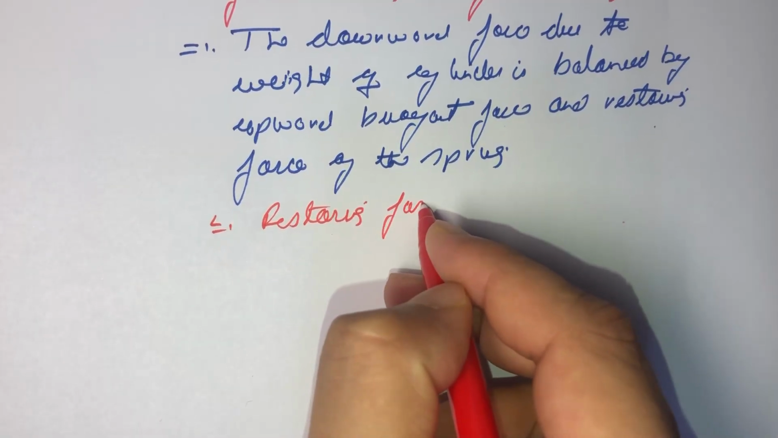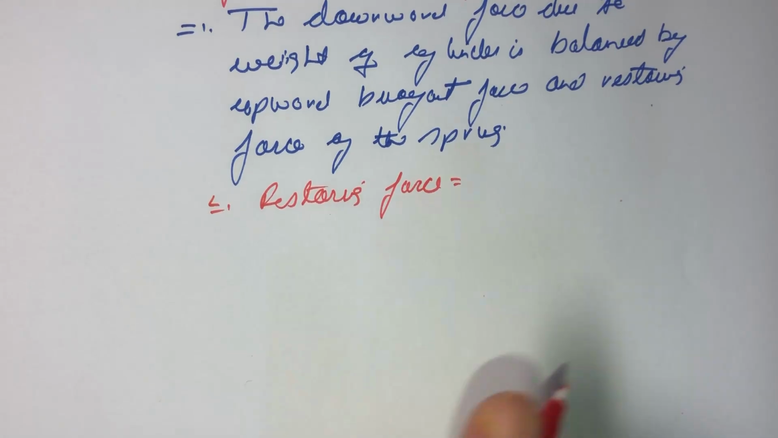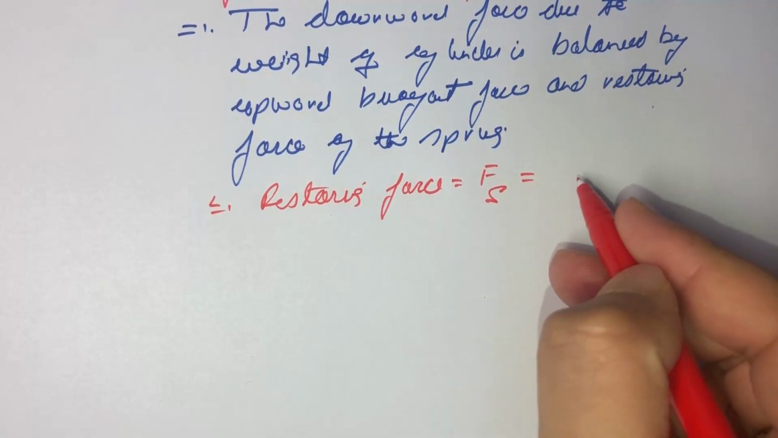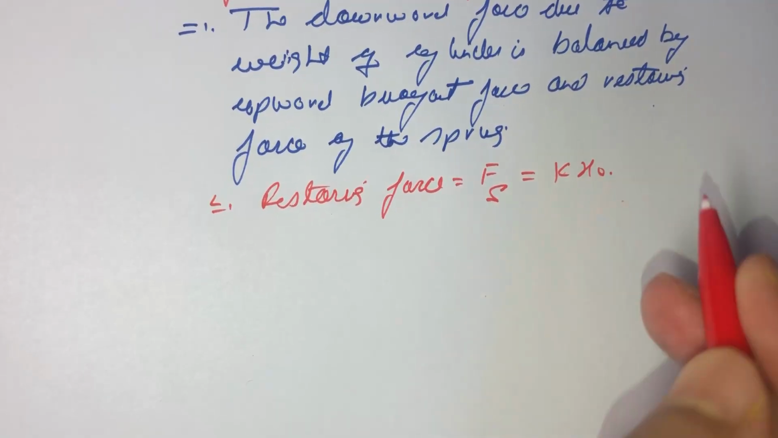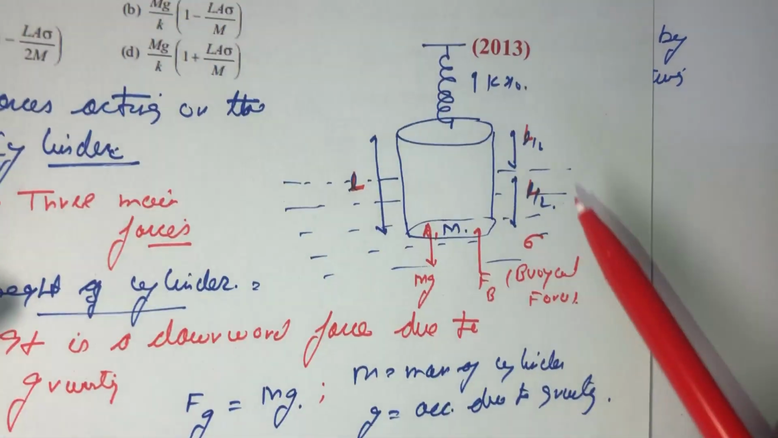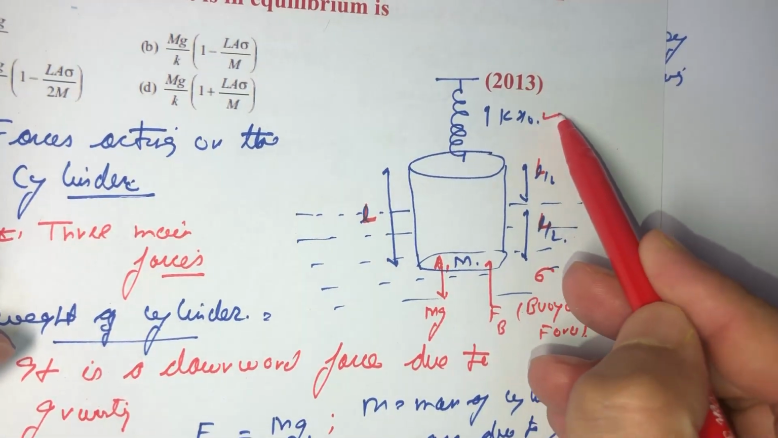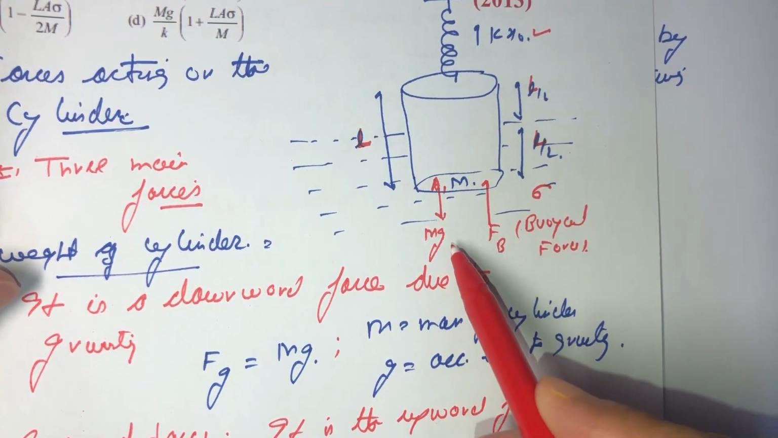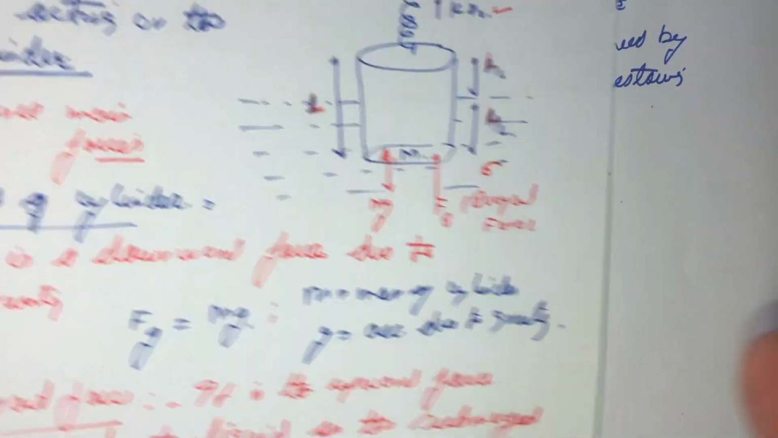Restoring force, and let us call that F spring, and that is equal to Kx0. So in the figure itself, this is our restoring force, buoyant force, both are acting in the upward direction, and mg is acting in the downward direction.